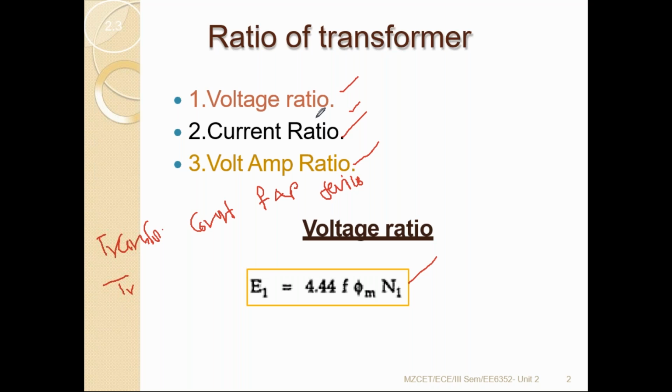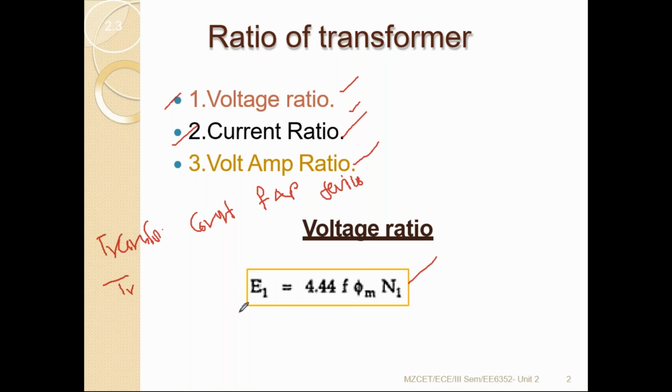So remember these 3 points well. These 3 points are very important regarding the transformer. Now if you want to design the transformer, you need to know these 3 ratios: voltage ratio, current ratio and volt ampere ratio. Now let me see how we can find these 3 ratios.